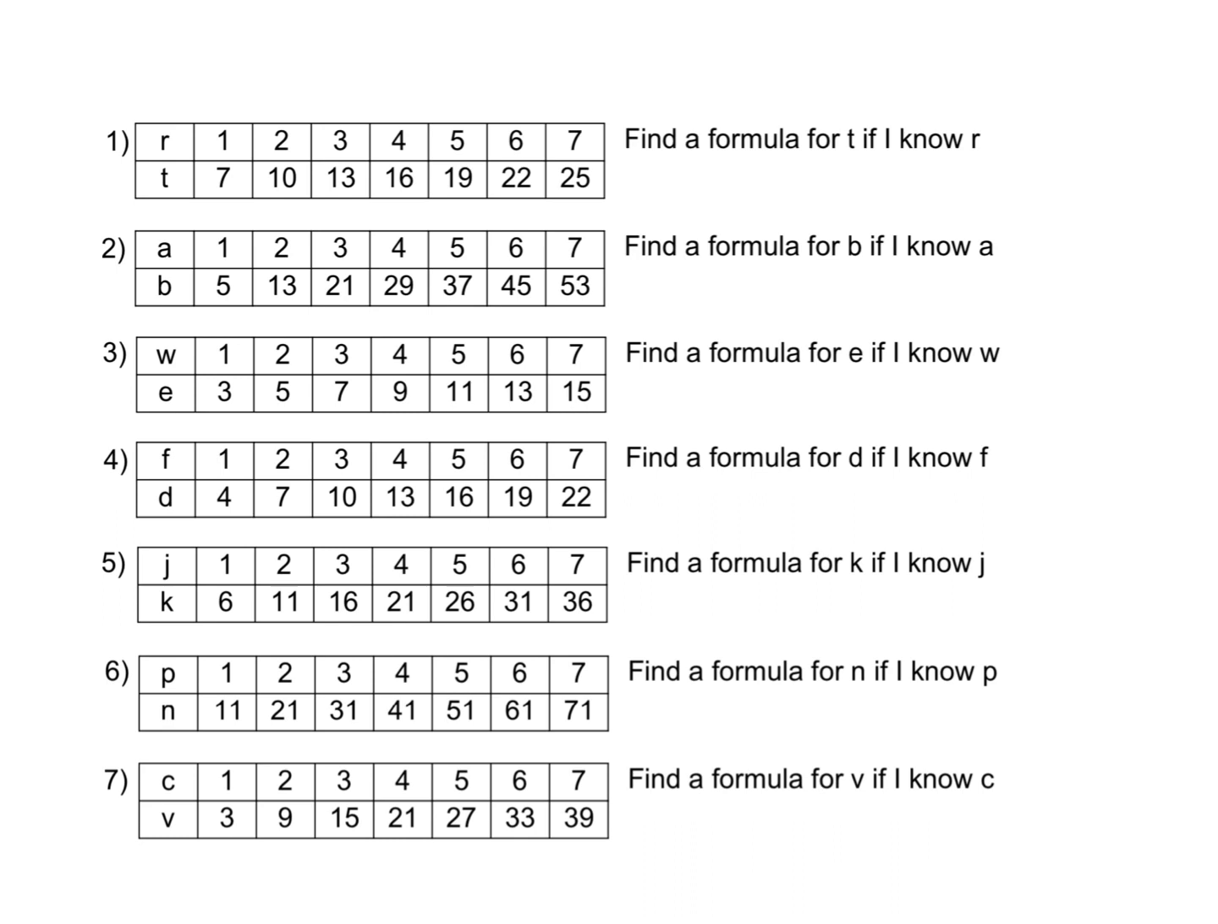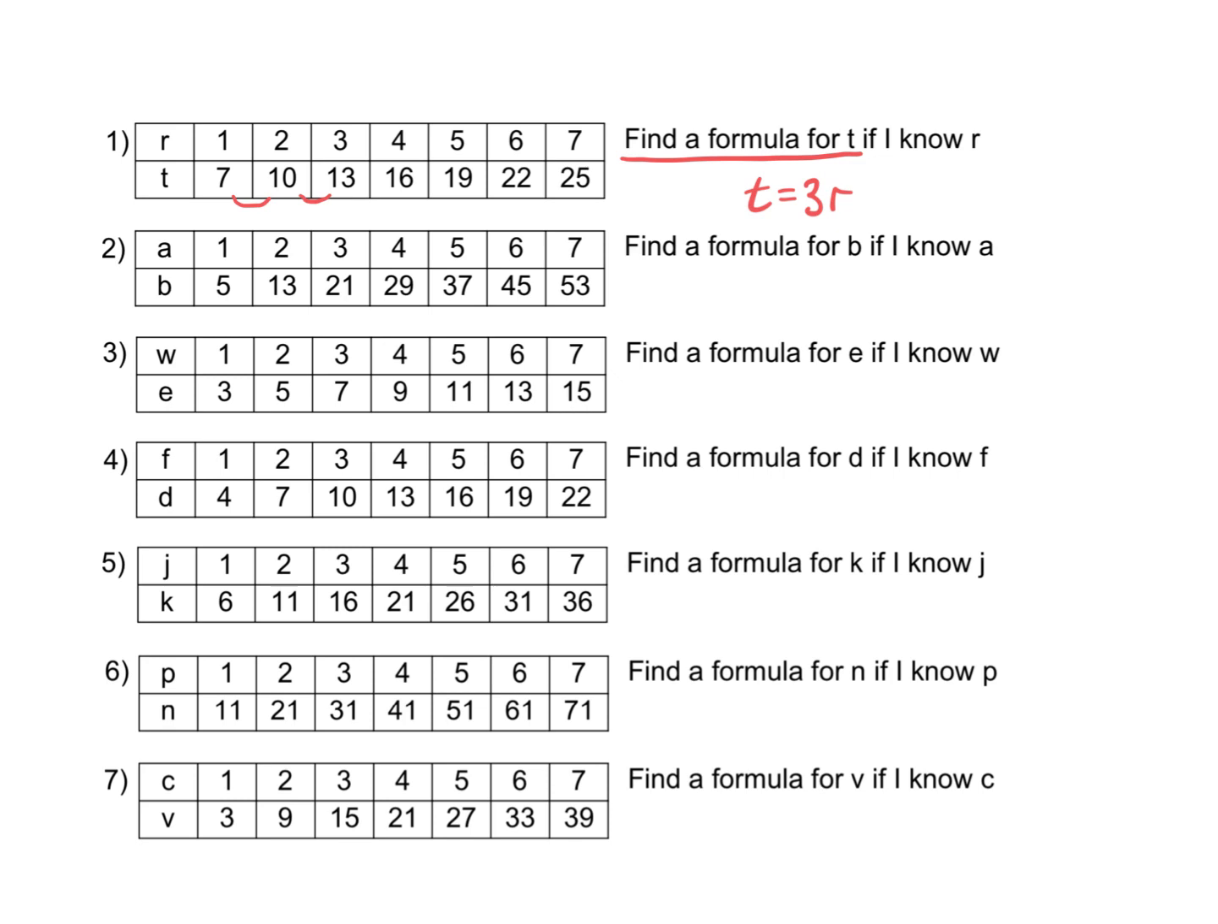Okay, so we'll go quickly through these and we'll see if we can pick up the correct answer for each one. So part A, find a formula for t. So we start with t equals. Next thing, what's it going up in jumps of? It's going up in jumps of 3, so 3 times the other letter, 3 times r.